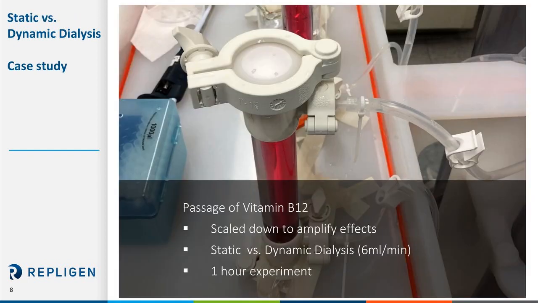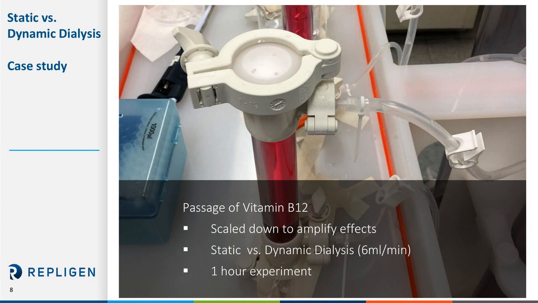So now I'd like to take you through just a few proof of concept and PD experiments. First, we're going to take a look at comparing static dialysis to dynamic dialysis, looking specifically at the passage of vitamin B12 dialyzing against DI water. Now we use these scaled down devices. These are not commercially available, to sort of amplify the effects and the differences between the two.